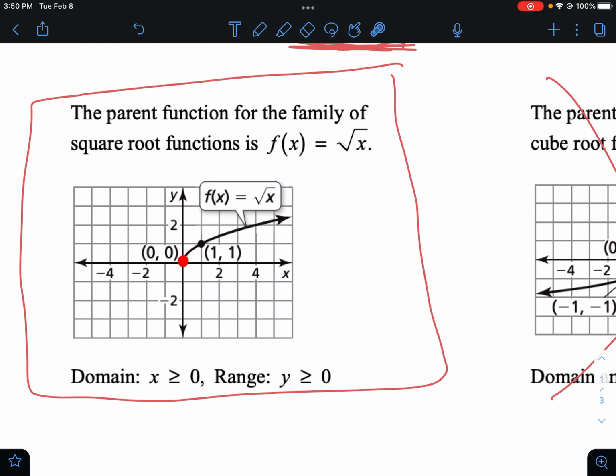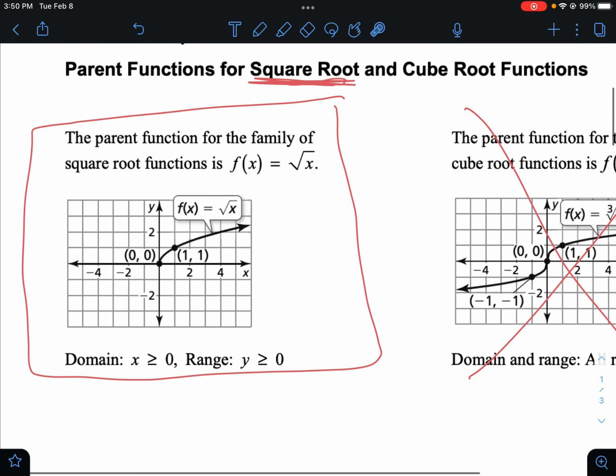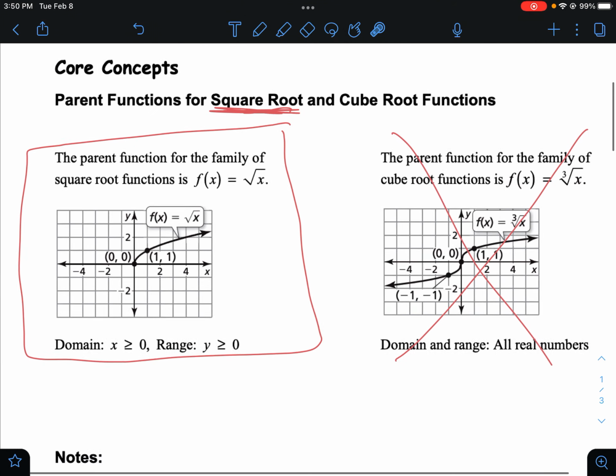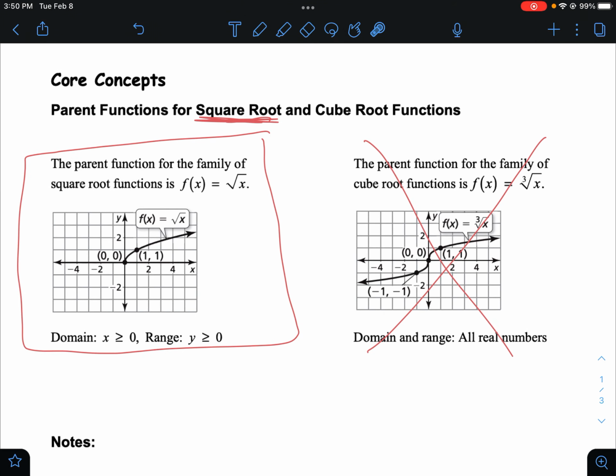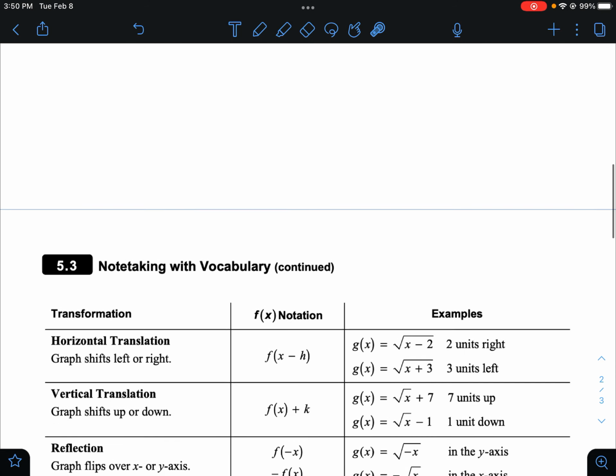Your range, if you don't remember, is all of your y values. So you're looking at this way. This graph is going to again start at 0, 0, and it's going to go up forever. Not only is it going to the right forever, but it's also going to be going up forever. And so starting at 0, going up, this would be y is greater than or equal to 0. And we will, again, talk about domain and range as we're graphing these.